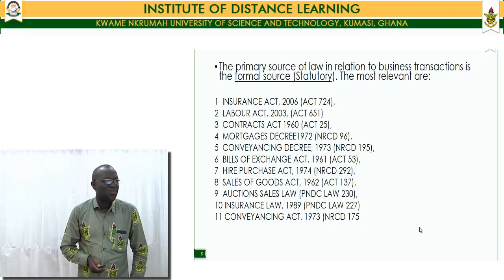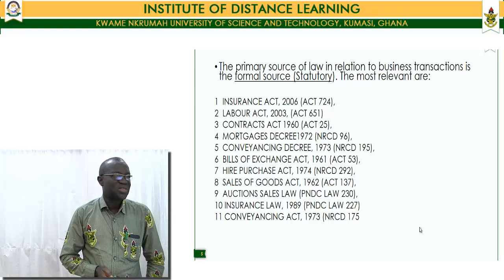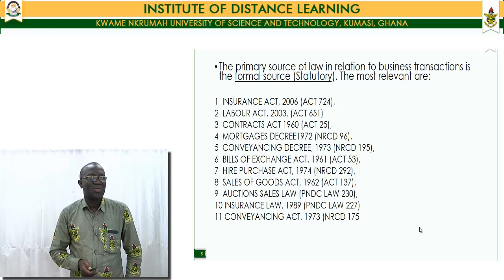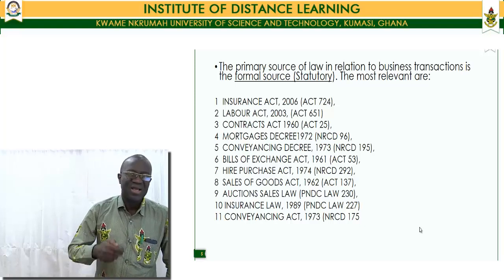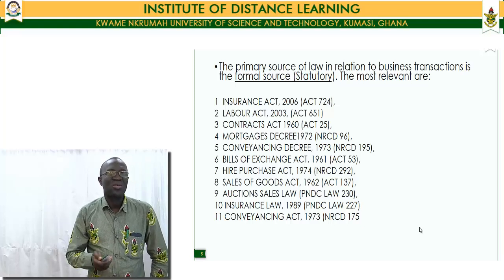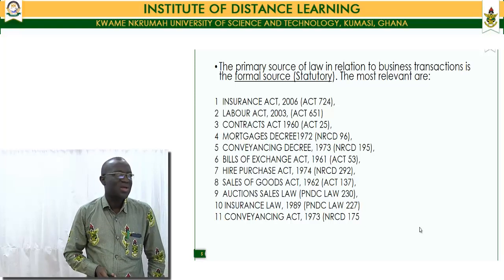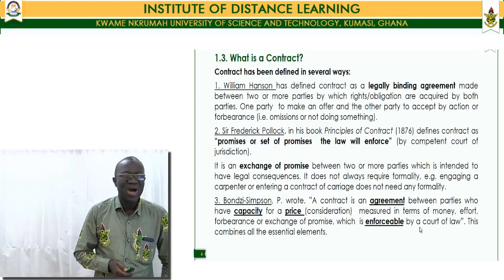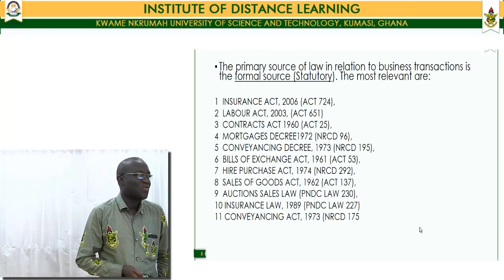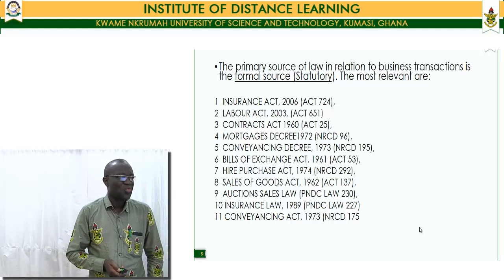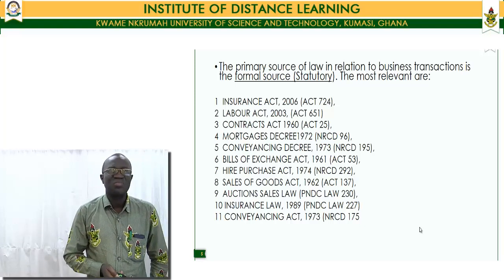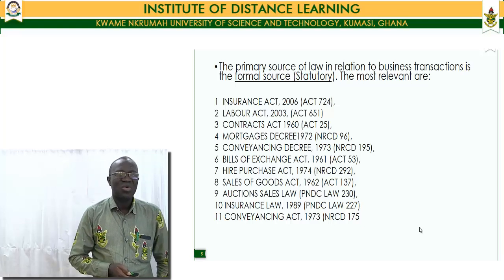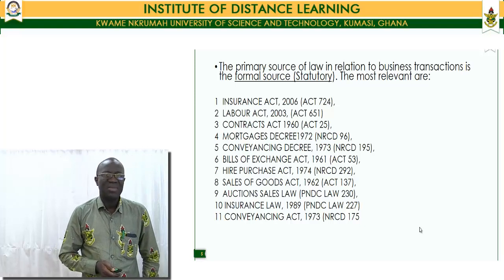So the primary source of law in relation to business transaction is the formal source, which is a statutory law. So though the Constitution is the highest law and is the overall supreme law from which other laws spring, specifically business law or contract law is regulated by other sources of law, which we call the primary source of law. So we are referring to the statutes or laws made by parliament or under the delegation of power to other bodies to make such laws on parliament's behalf.